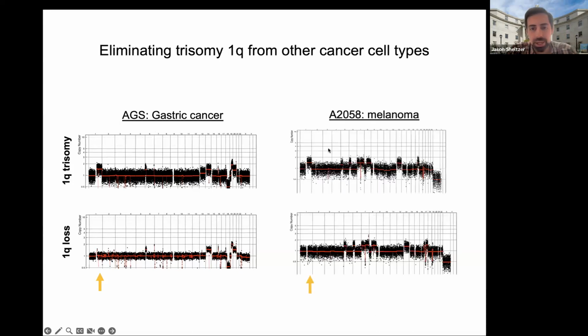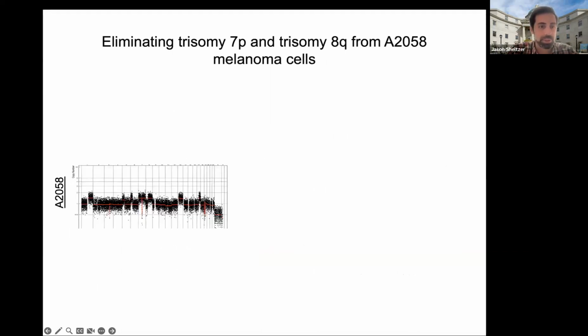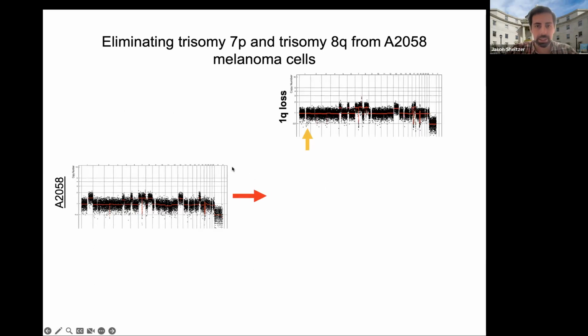This is a melanoma, again, with a trisomy of chromosome 1q. We used the REDACT approaches that I told you about, the CRISPR-based chromosome engineering approaches. We eliminated the trisomy of chromosome 1q. This is just showing that we can target multiple different chromosomes. This melanoma cell line called A2058 has multiple different aneuploid chromosomes, and we can target any chromosome in this cell line that we're interested in studying.